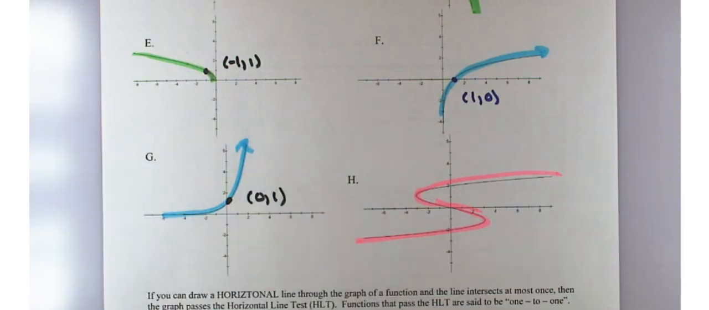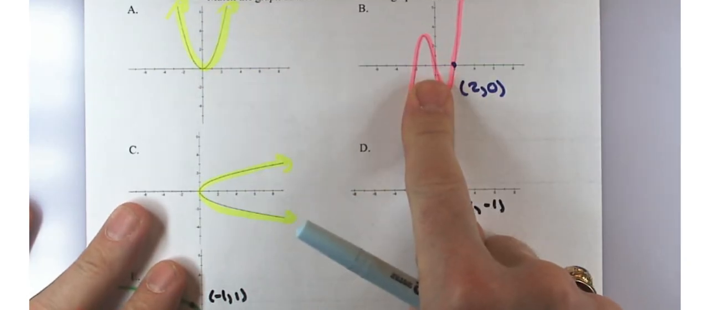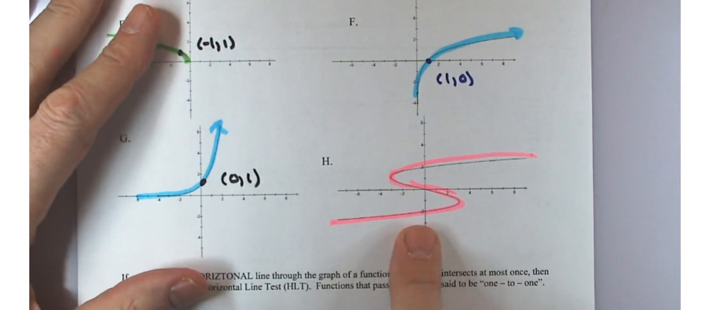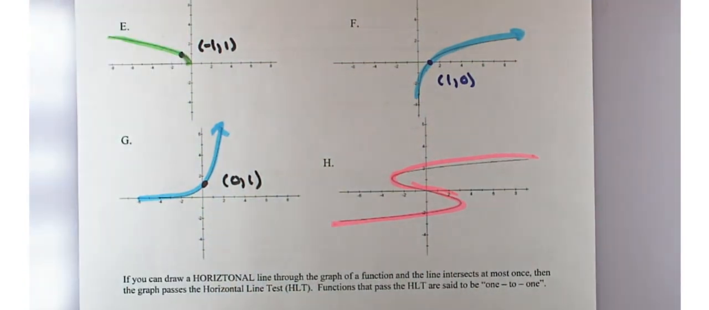Now, are all these inverse graphs functions? So like, for instance, for graph B, we found the inverse was H. Is H a function? No. Ella's shaking her head and like, no. Why not? She's right. Why not? How come this isn't a function?